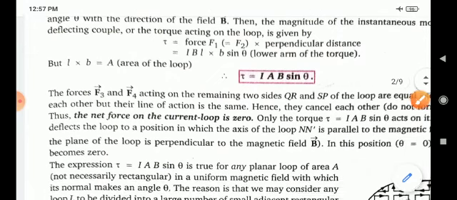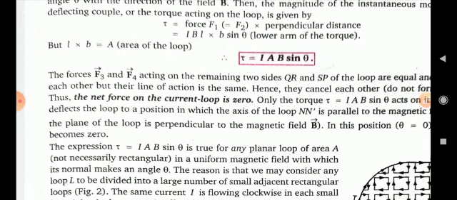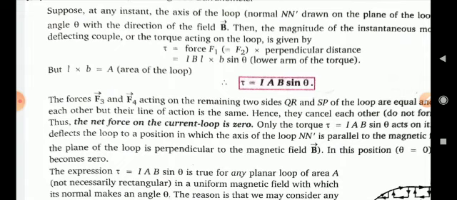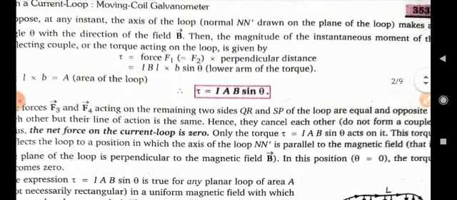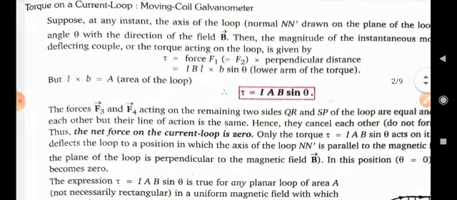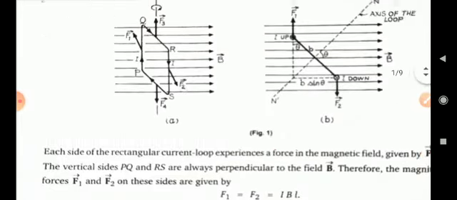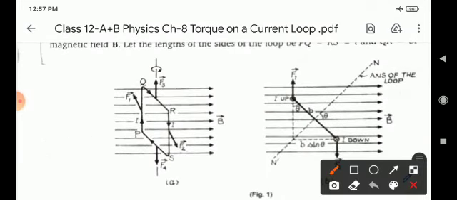Therefore, the forces F3 and F4 acting on the remaining two sides, PQ, RS and SP of the loop, are equal and opposite to each other, but their line of action is the same, hence they cancel each other and do not form a couple. Thus the net force on the current loop is 0. Children, here F3 and F4 value will be 0 because they are parallel to the magnetic field, therefore theta equal to 0. Okay children?